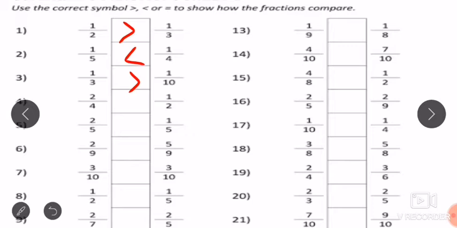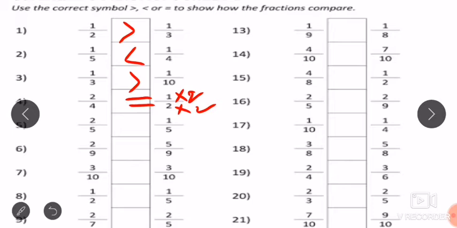Now 2 by 4 and 1 by 2. Now see here, if we reduce this 2 by 4 or 1 by 2, remember the previous exercise, 1 by 2, if you multiply 2 by the numerator and if you multiply 2 by the denominator, you will get 2 by 4 only. So here we will put a sign of equal to.